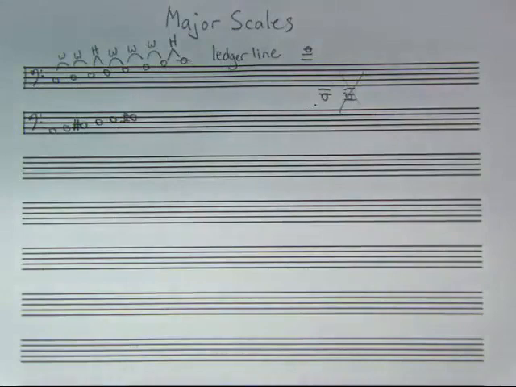Okay, so now we're on F sharp and we have to go up another whole step. So you can count up 2 half steps. One half step gets you to G. A second half step gets you to G sharp. So a whole step up from F sharp is G sharp.